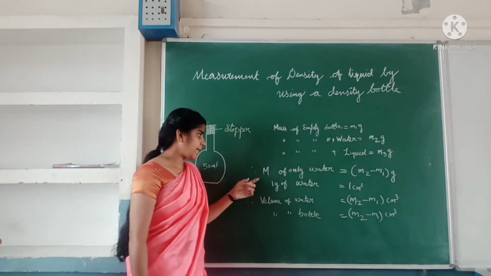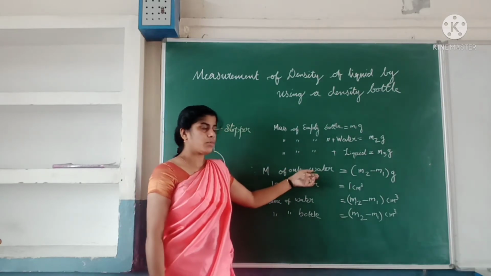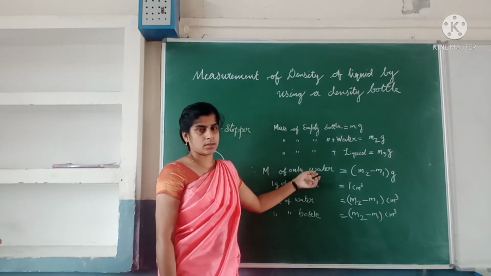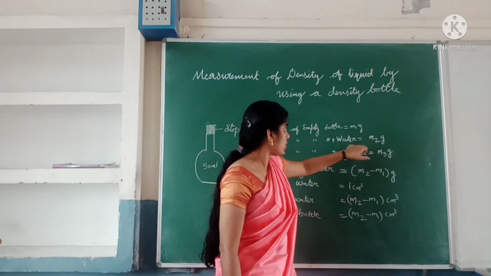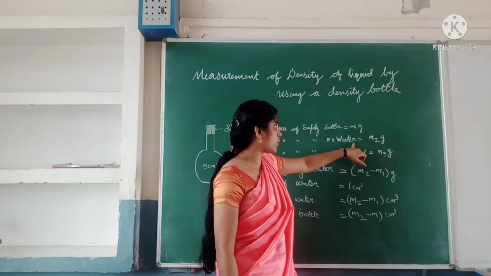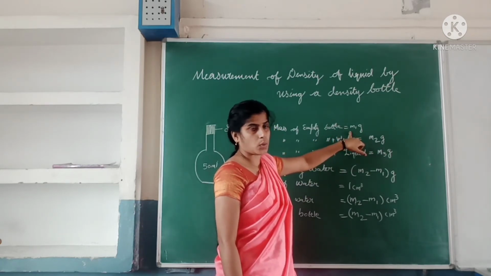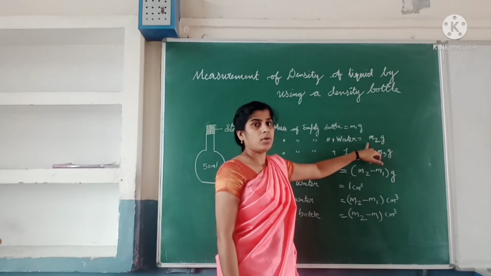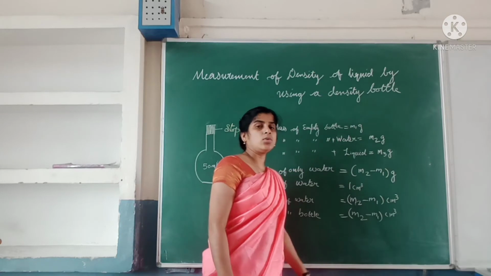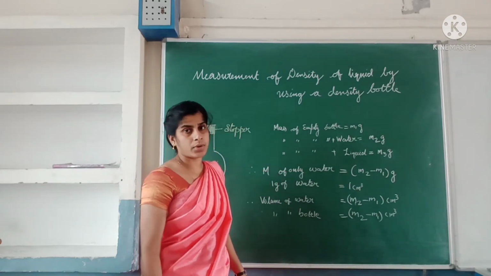Okay. And next, therefore, mass of only water. So we need to find the mass of water. This is the empty bottle plus water, and this is the empty bottle weight value, M1, and this is with the water value, that is M2. So how can we find the mass of water?